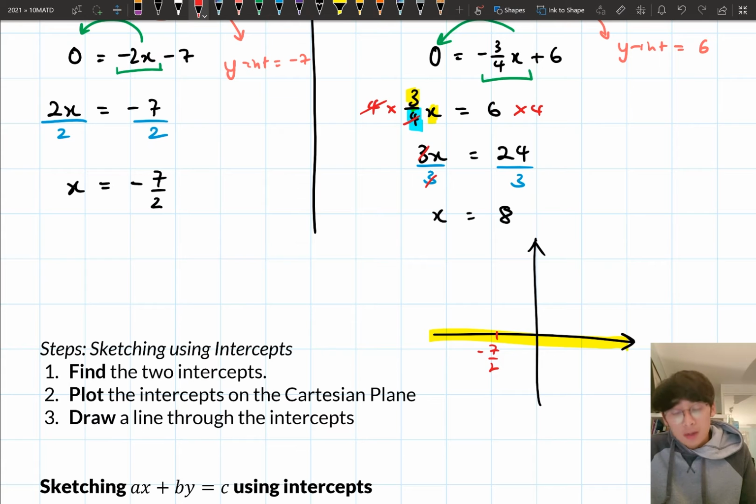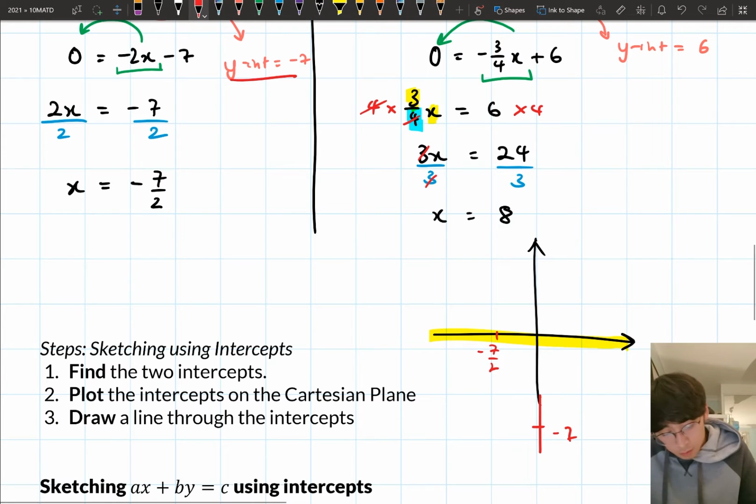And then we're going to do the same thing for our y-intercept. So if I've got a y-intercept, this one we had a y-intercept of negative 7 up here. That means I just go all the way down to negative 7 and put a dot there. So put a dot at both of these points, put a dot here, put a dot here.